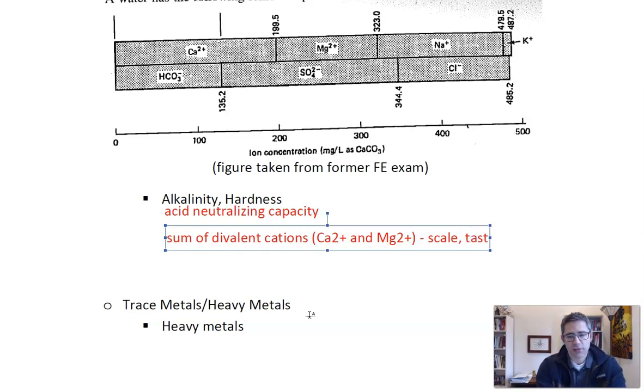Hardness can also be an issue for taste and odor. You may have drunk water from a well or something that tasted kind of funny, and it might be because it was very hard water.